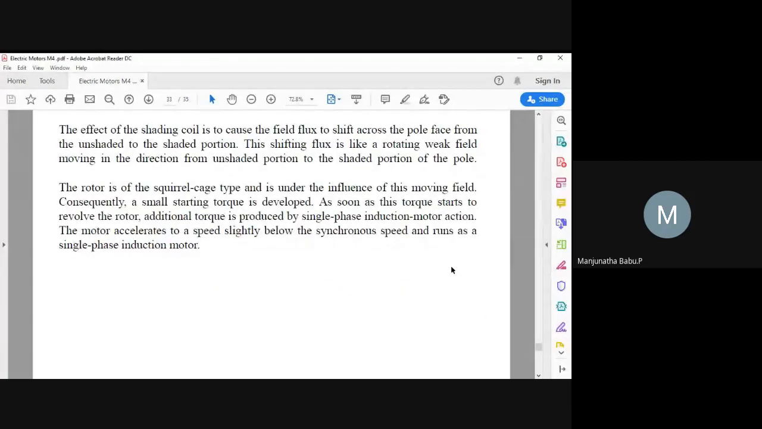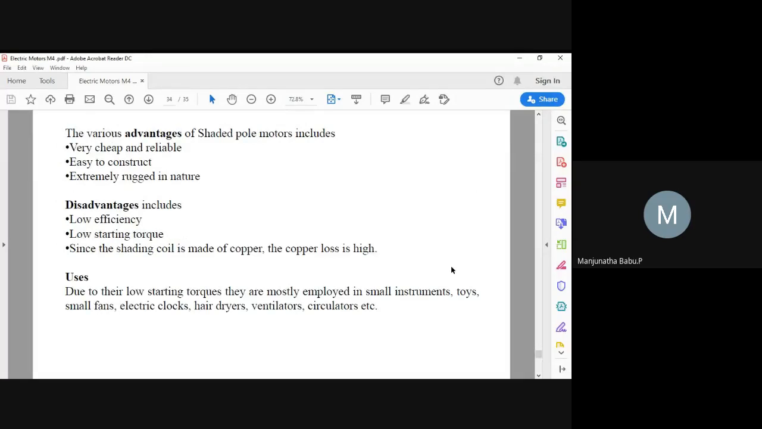Next, coming to the advantages and disadvantages. Generally it is very cheap and reliable, easy to construct, and extremely rugged in nature. It is not used in bigger applications, only in smaller ones, which is why it is cheap and reliable, and construction is easy. Disadvantages: efficiency is low and starting torque is less. Since the shading coil is used, more copper is required, so the losses will be very high.